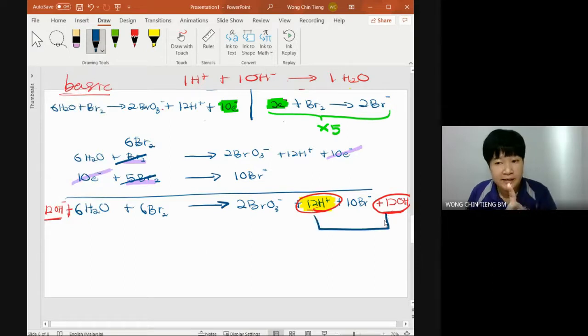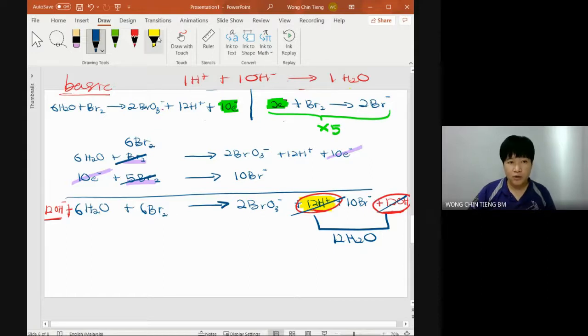Tak perlu salin balik. Yang ni memang tak perlu salin balik. Boleh buat terus macam ni. Kamu akan dapat terus 12 H2O, dengan syarat, atas tu potong lah. Atas tu dah tak ada. Combine jadi H2O. Alright? And right now, if you look at your equation, you have your H2O repeated on the right and on the left.